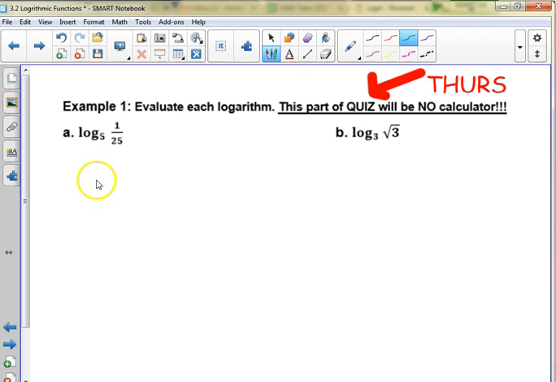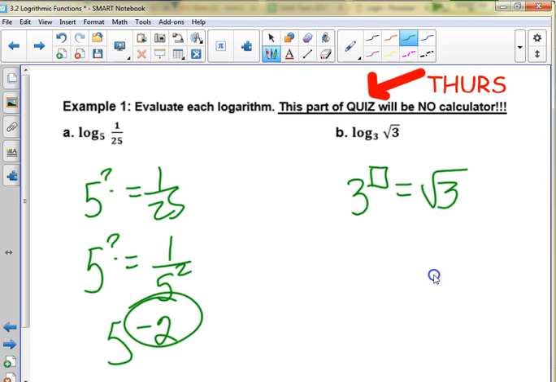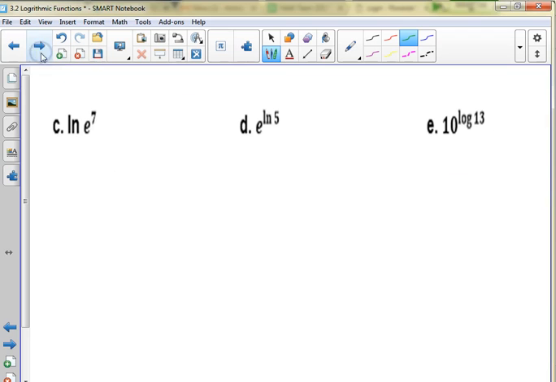Okay, so this is an example of what could be on the quiz. This is saying 5 to what power is 1/25th? Is everybody okay? 5 to what power? Well, this is 1 over 5 squared, and what put it down there was a power of -2, right? So the answer is -2. Okay, what's this one? 3 to some power equals the square root of 3, what power is that? 1/2. Everybody good? Square root is 1/2.